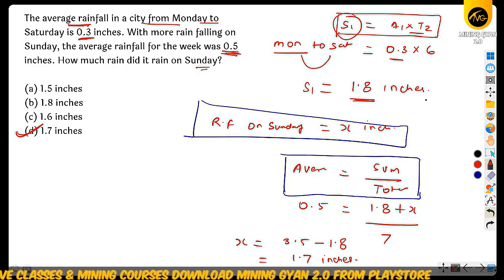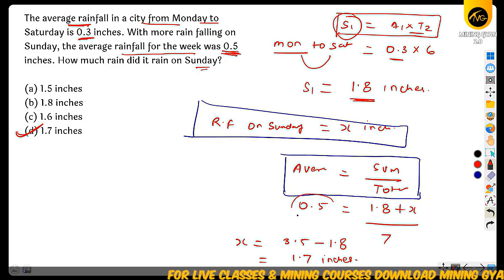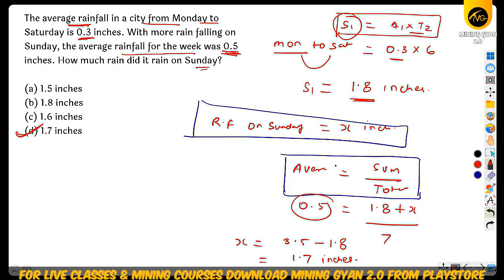Now 1.8 is the total rainfall in between the 6 days. Now we don't have the rainfall of Sunday, so we have to assume the rainfall of Sunday is equal to 6 inch. Now we have already in the question that the average rainfall for a week, that means average is equal to 0.5.